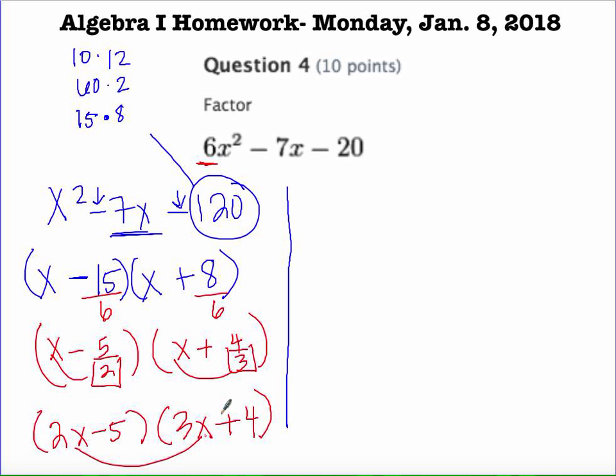We've got 6x squared. That gives me a negative 20. So the middle is a negative 15 plus 8, which is negative 7. That works out. So the other way would have just been to guess and check.